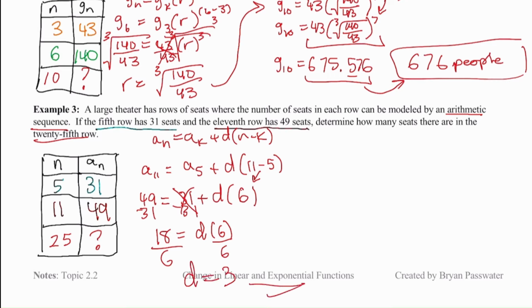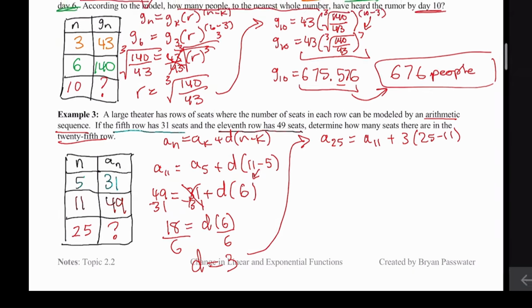Sorry if the words are in the way. D is equal to 3. So now we need to find the 25th term. So we plug in N for 25. And then AK, we can use any of them. So let's go ahead and use 11, because we used the smaller one in example 2. So for example 3, we'll use the bigger one. So A11, then plus 3. Now 25 minus 11. That's going to give us 9. That's not going to give us 9. That's going to flip in and give us 14.